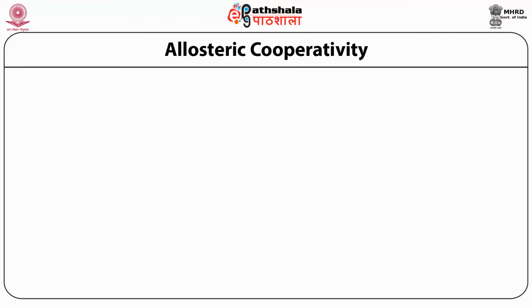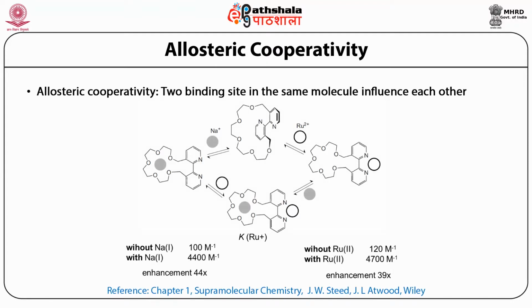So here we are trying to understand what is allosteric cooperativity. Allosteric cooperativity refers to the phenomenon where you have two binding sites in a molecule, and these two binding sites influence each other. So let's say you take the molecule on your screen, and the molecule binds to sodium. Sodium is the gray circle. It binds, and the molecule has a crown ether like complex. You also have nitrogen which can donate to soft ruthenium.